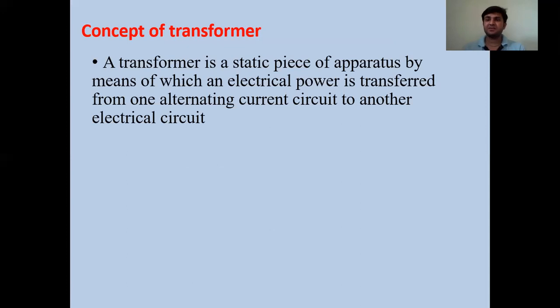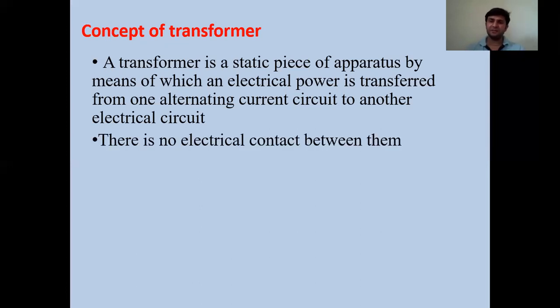What is meant by a transformer? A transformer is a single phase AC machine, a static device which transfers power from one AC circuit to another AC circuit. Between these two circuits there is no direct electrical connection. There is electrical isolation between the two circuits, and the power is still transferred.